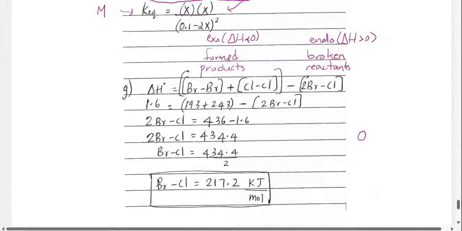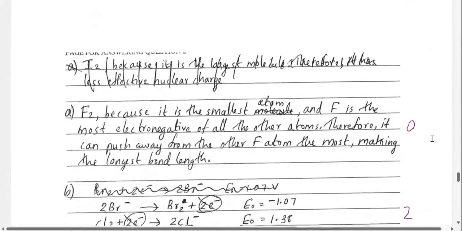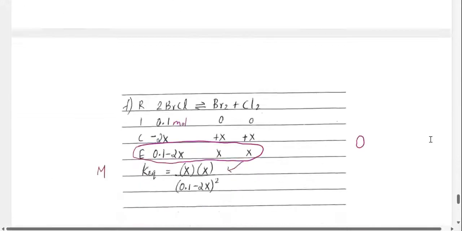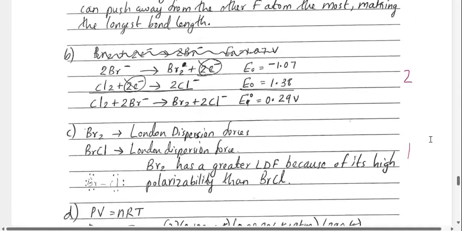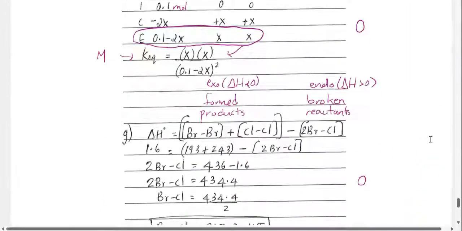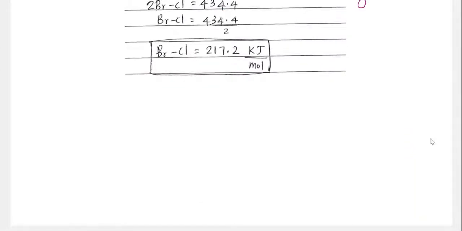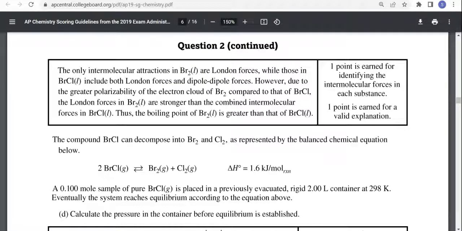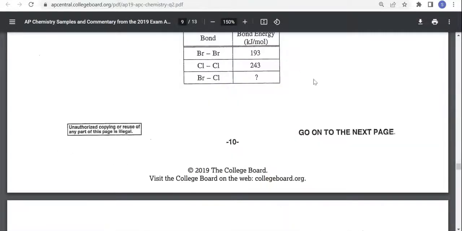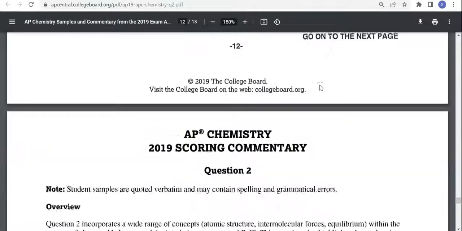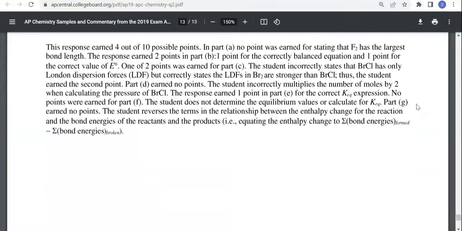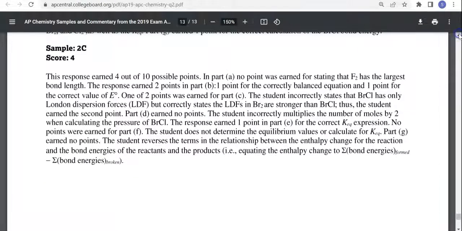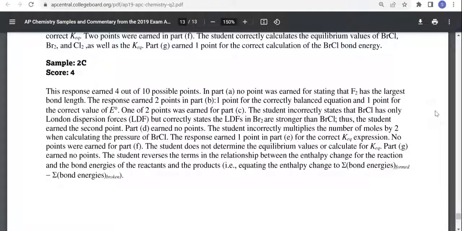But anyways, I gave this student 1, 2, 3, 4. 4, is that right? 1, 2, 3, 4. 4 out of 10. So let's check that with what they actually received. They did receive a 4. So let's see if their scoring aligns with mine.